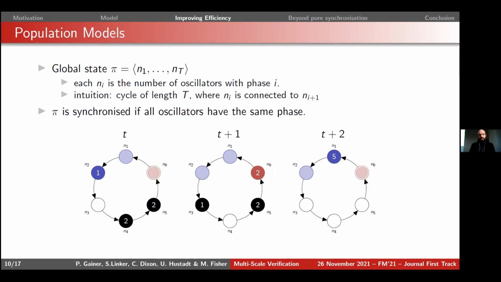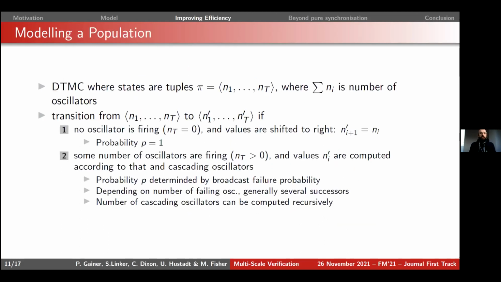And we call such a state synchronized if all oscillators are actually in one of these ni's. So it doesn't matter which one, could be n1, n2, n3, but all the other ones must be 0. That means that all oscillators share the same phase. Okay, so if we want to model that, of course, what you would do is you can create a DTMC where all the states are these tuples, where the sum over the numbers is actually the number of oscillators in your network. And you define a transition in two cases.